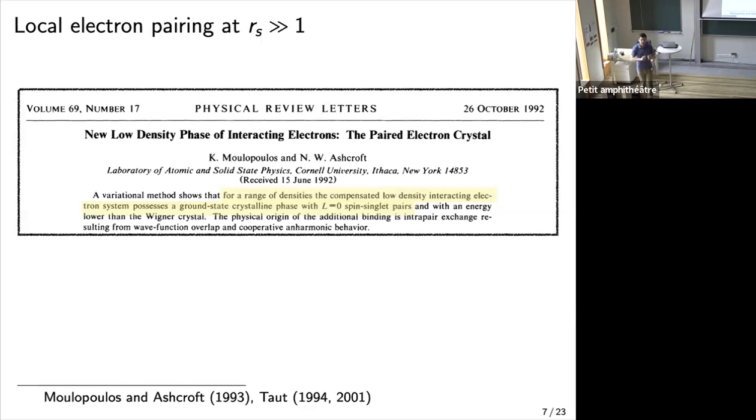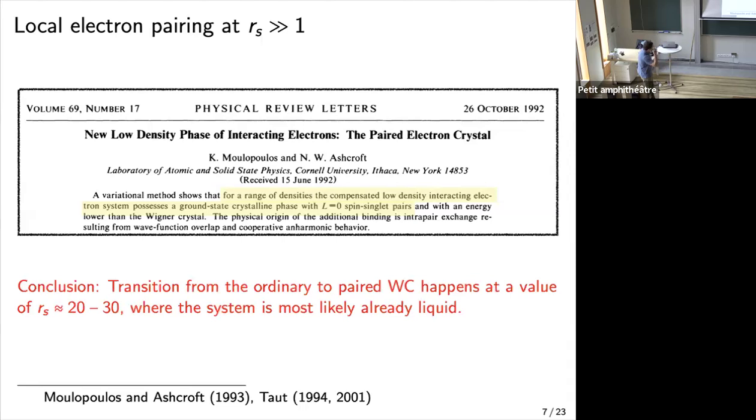It was suggestive of some kind of local pairing mechanism that was driven purely by Coulomb interactions. This was subsequently developed further, both in papers by Ashcroft and also by some of his scientific offspring. And the ultimate conclusion was that, at least in 2 dimensions, the transition from an ordinary Wigner crystal with just 1 electron in each unit cell to a paired crystal happens when this RS parameter roughly lies in this range between 20 and 30, where the system is most likely already a liquid. So the conclusion was that probably this kind of paired crystal was never actually the ground state, but it was a close competitor in terms of energies.